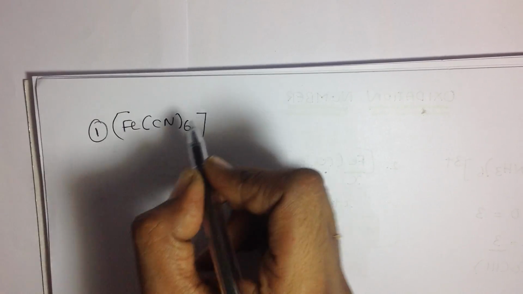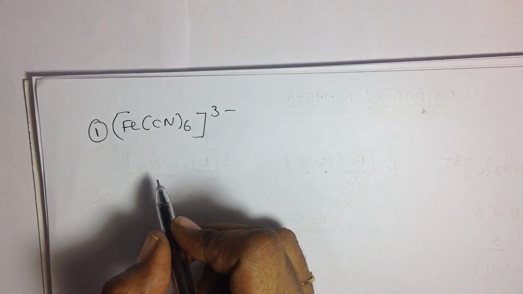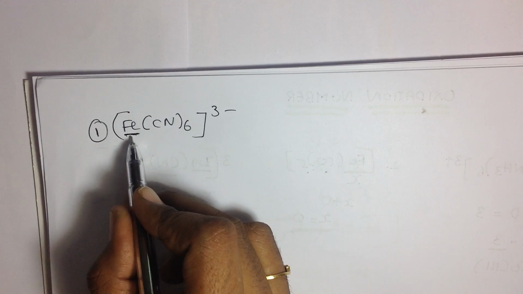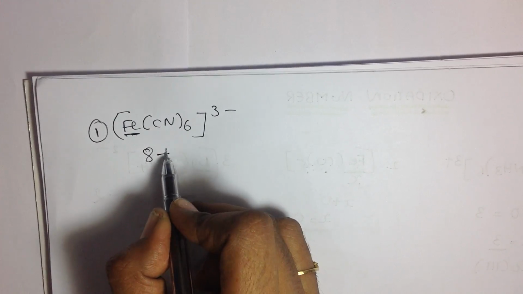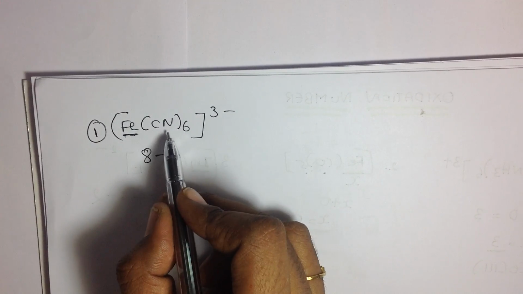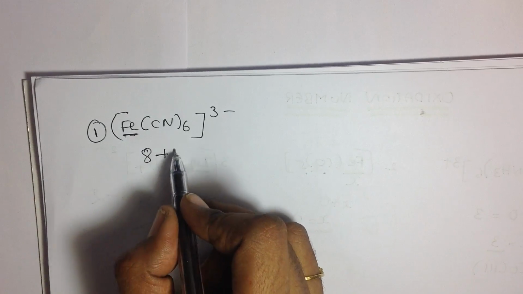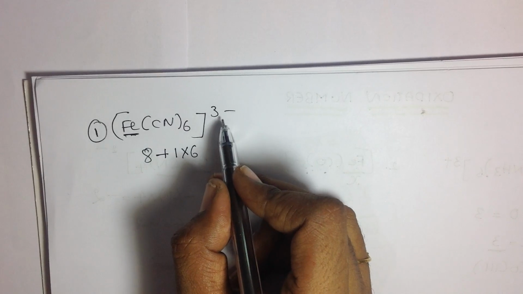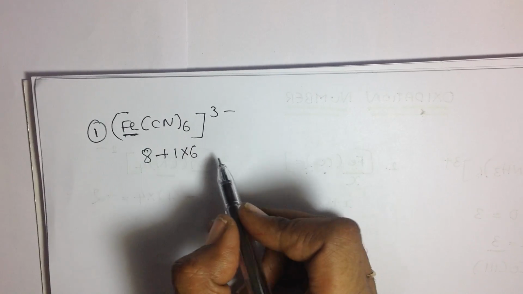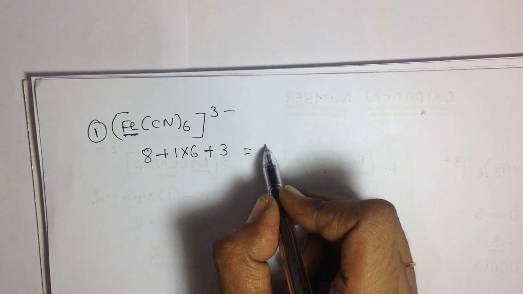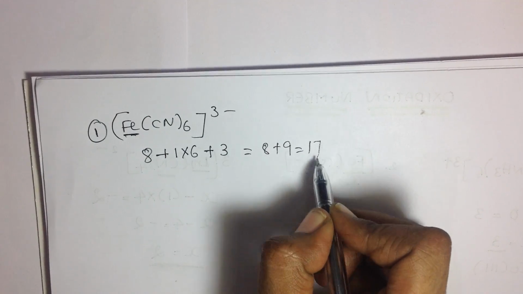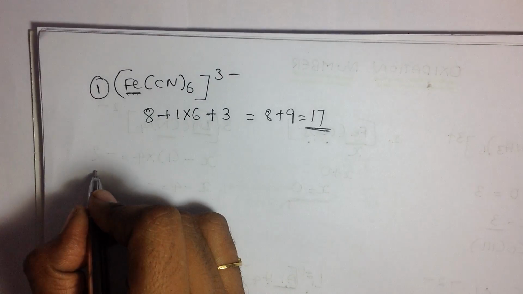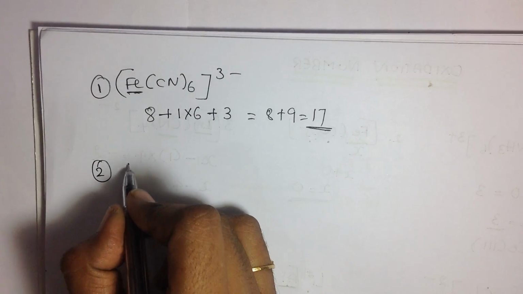Fe(CN)6 3 minus. First, valence shell electrons present in the metal: iron is 8, plus how many electrons does CN donate according to the neutral atom method? 1, and how many CN are there? 6. Here minus 3 is present, so what I told you, you should take the reverse of this, that is plus 3. 8 plus 9 equals 17. It does not obey the 18 electron rule. Have you understood?